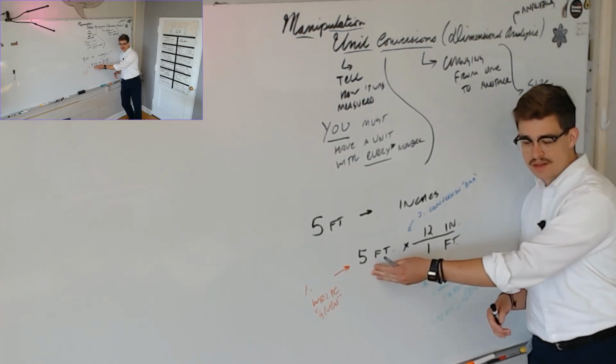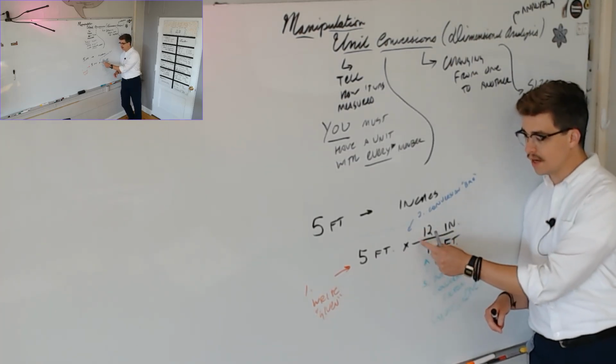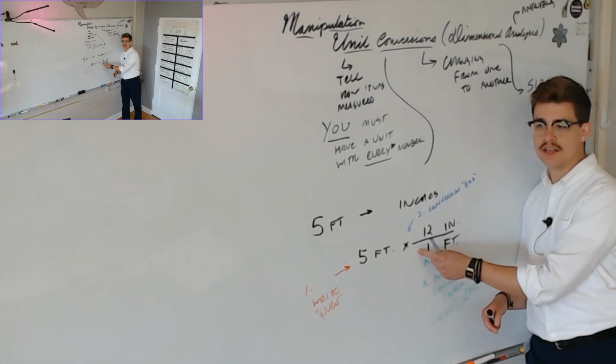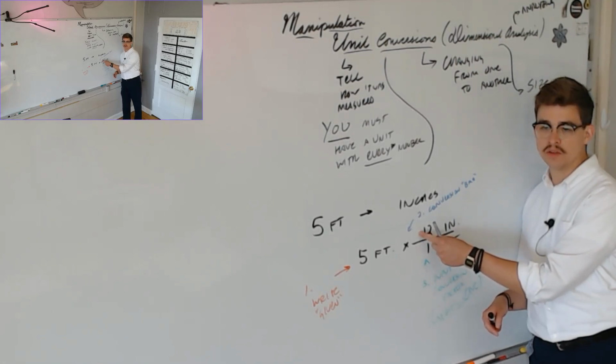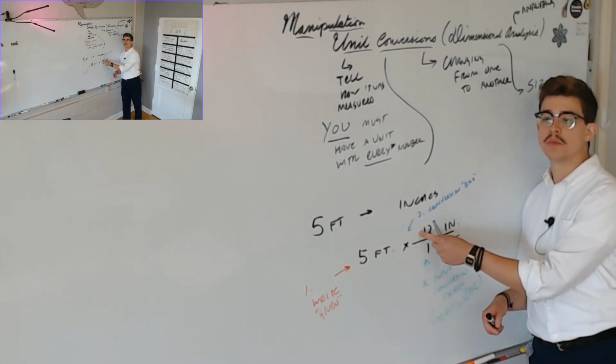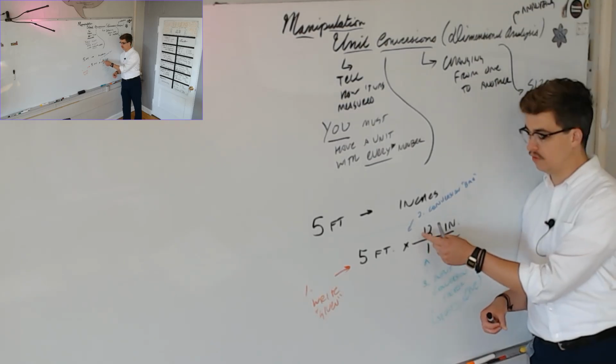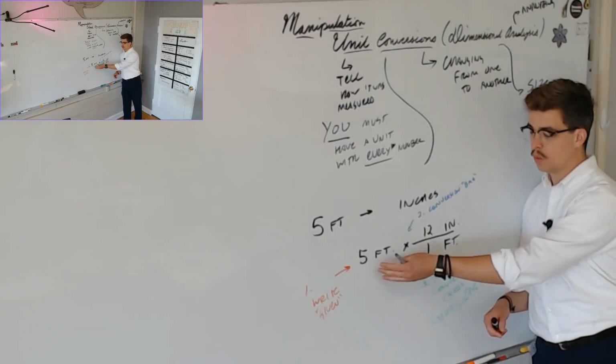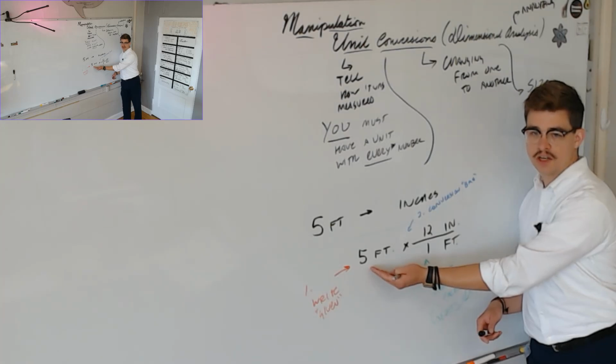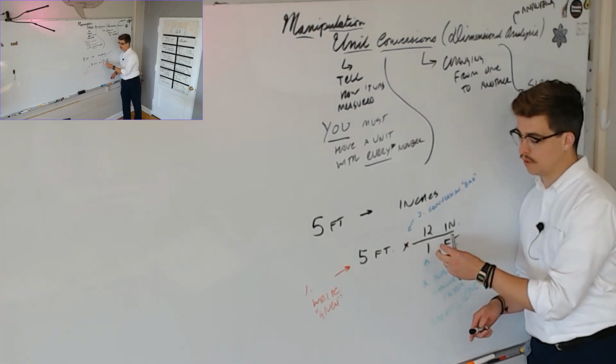Does that make sense? Since these two things are identical, they're not numerically equivalent, but they are conceptually equivalent. 12 inches is 1 foot. We're not changing the value of this. We're going to change the number mathematically, but we're not changing the value.